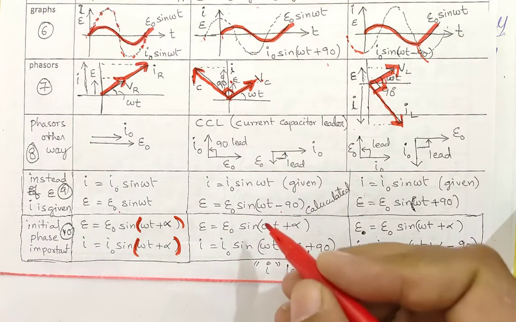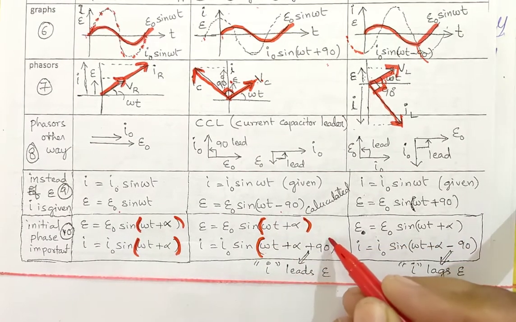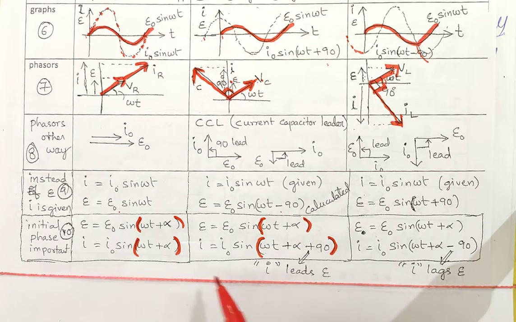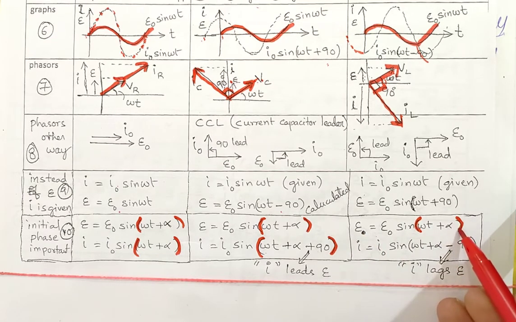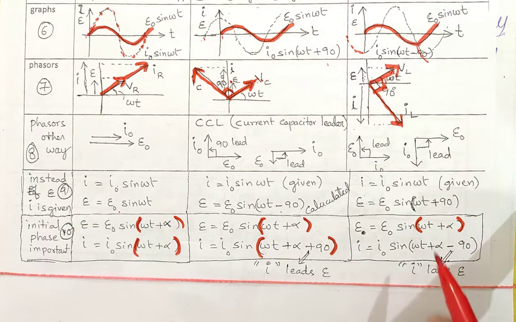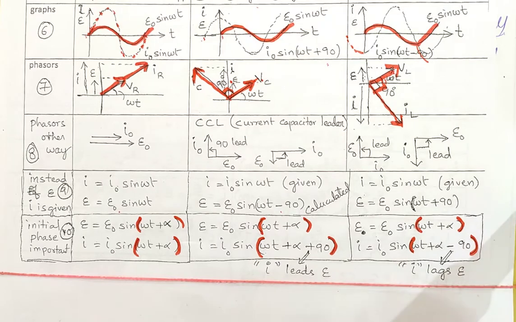But if you see here the bracket value of E naught, and if you take I naught, in a capacitor I should lead. So I leads, therefore extra plus 90. Similarly, in case of an inductor, whatever bracket term is given, that is the phase of EMF, and that phase of EMF should lag. So current lags the EMF.